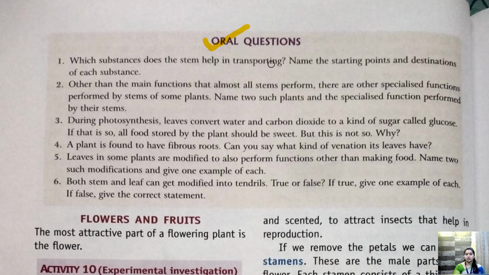So which substances does the stem help in transportation? Stem क्या क्या चीजें transport करता है? Stem water, mineral, salt, इन सारी चीजों को क्या करता है? Transport करता है. अब food कहाँ से ट्रांसफर होता है? फूड ट्रांसफर होगा लीफ से बाकी पार्ट्स में, और वाटर और मिनरल रूट से एंटायर पार्ट ऑफ द बॉडी. Okay, so children, this oral question we'll discuss in the next class, and in the next class only I'll send this oral questions to you.